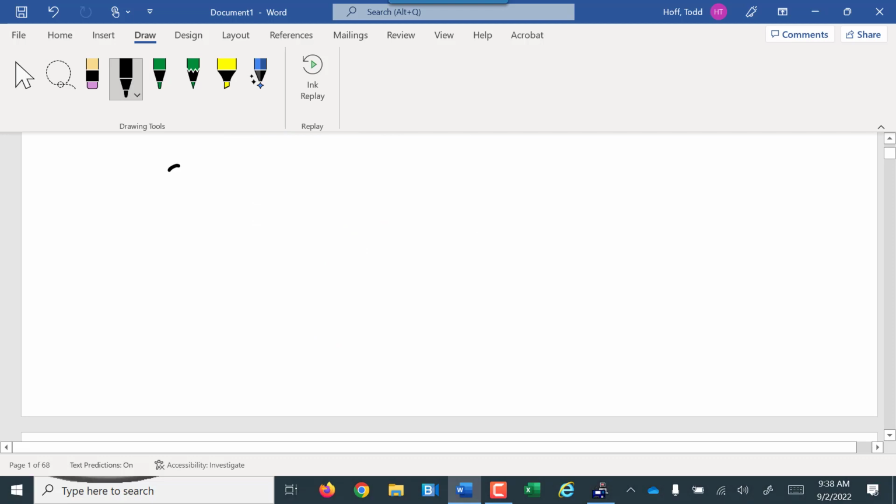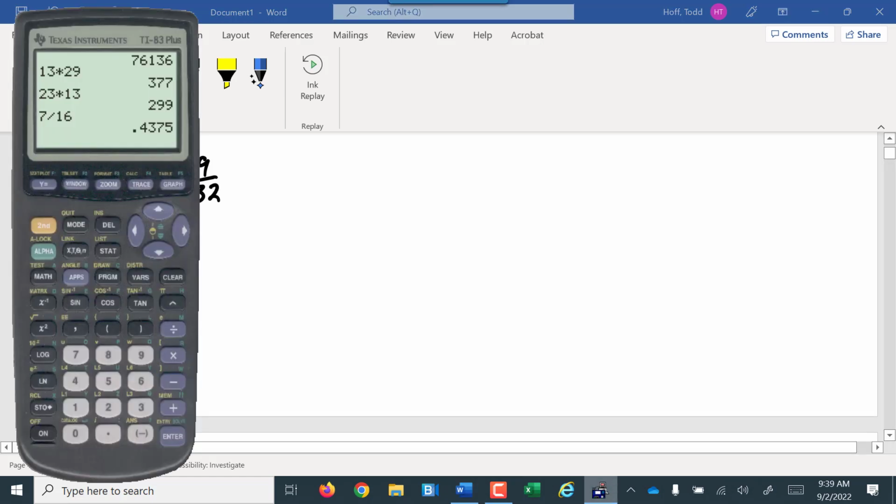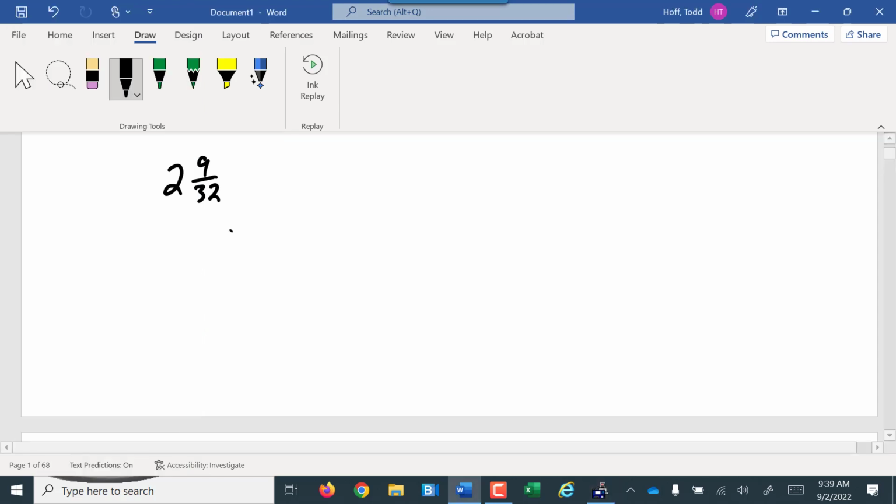If you have a whole number in front of your fraction, let's say we have 2 and 9/32. You can just simply ignore the whole number for now and do the 9/32. What am I going to divide here? What am I going to type this in? 9 divided by 32. Good. 0.28125. Then the whole number just goes in front of the decimal. So 2.28125. Any questions there? Not too bad.